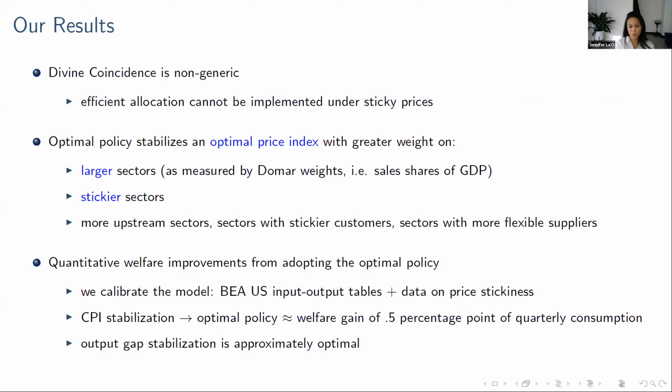And then finally, we go to a quantitative illustration and look at what the welfare improvements are from adopting the optimal policy. We calibrate the model to the BEA US input-output tables and data on price stickiness at the sectoral level. And we show that moving from CPI stabilization to what we solve for as the optimal policy, you get a welfare gain of about 0.5 percentage point of quarterly consumption.